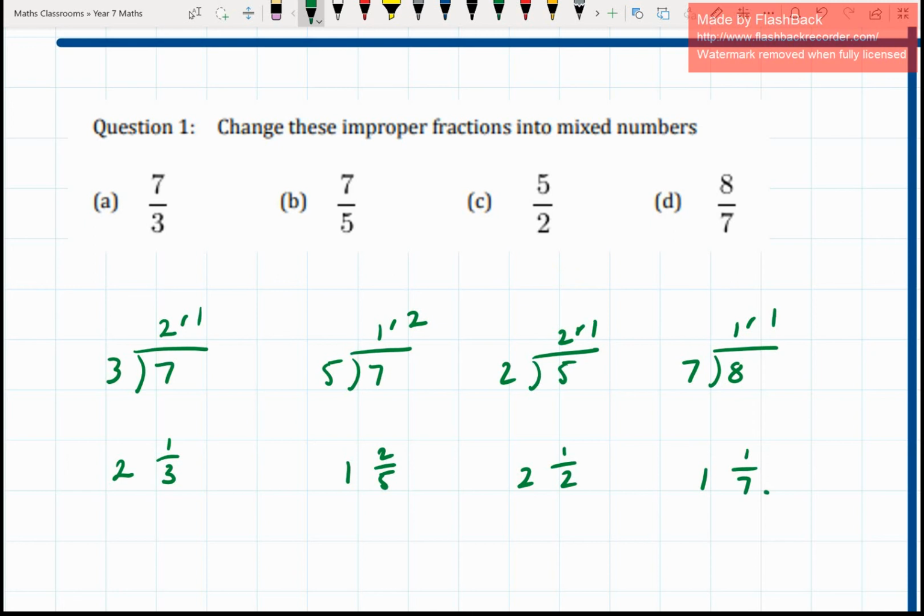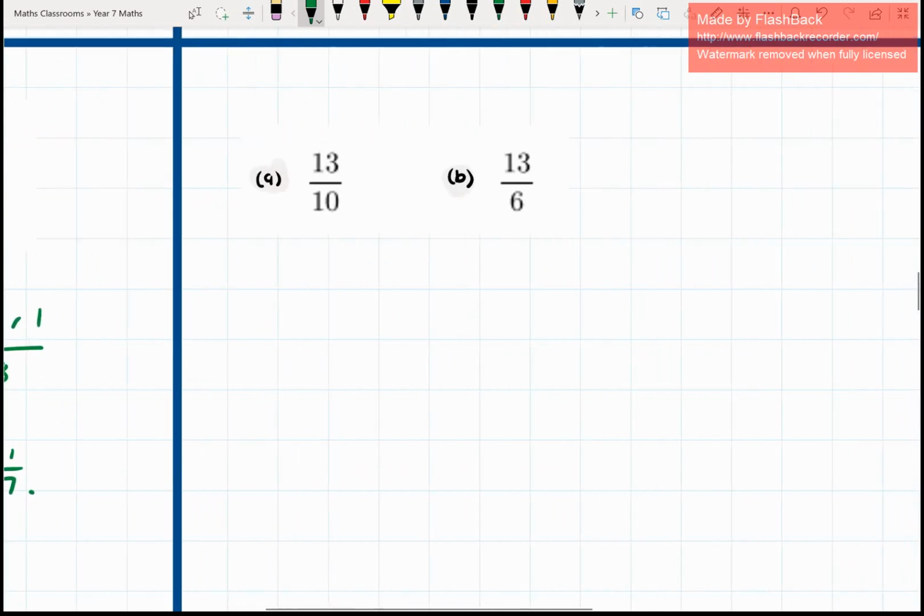I'm sure that you did those ones really, really well. Here go 2 for you. Work those ones out, please. You're turning those improper fractions into mixed numbers.